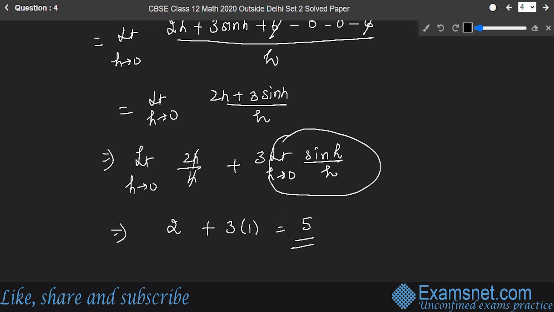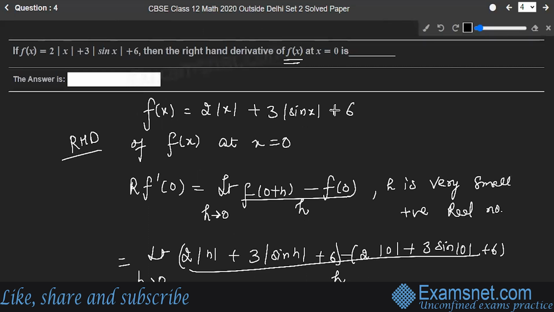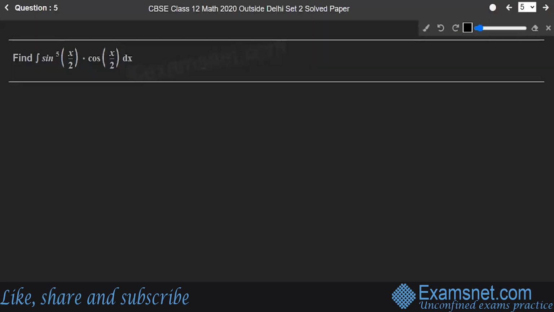So the answer is equal to 5, right? That means you have no option actually. The answer 5 is the correct answer. Hope you understood that. Let's move to the next question.